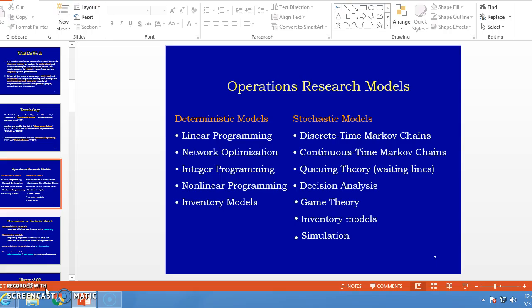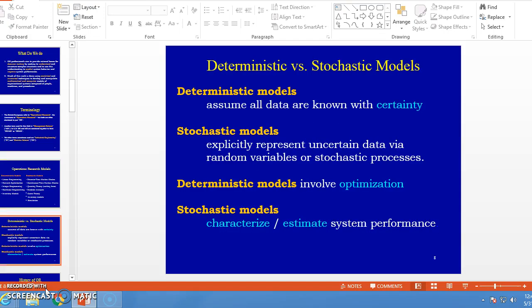Stochastic models contain seven models. First one, discrete time Markov chains, second one, continuous time Markov chains, third one, queuing theory, fourth one, decision analysis, fifth one, game theory, sixth one, inventory model, seventh one, simulation.